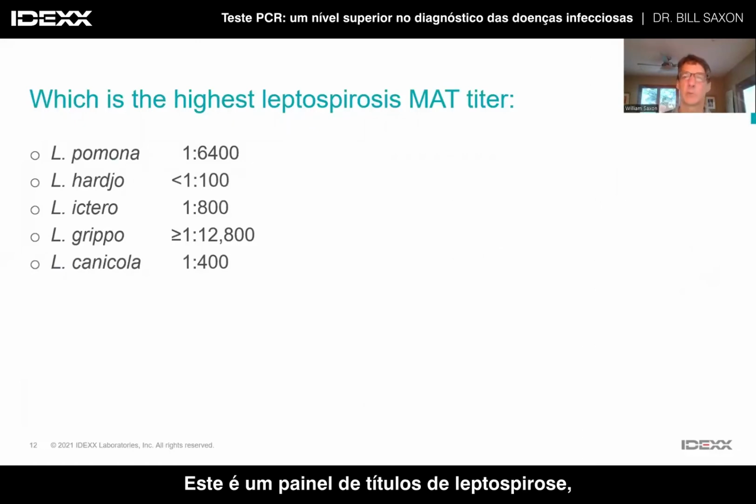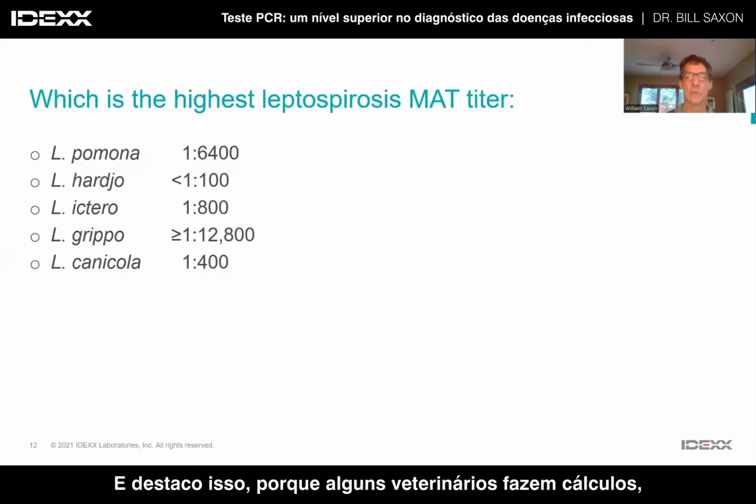So this is a leptospirosis panel of titers, microscopic agglutination titers, and you can see that there's varying numbers here. And the question is, which is the highest titer? And it's to L. grippotyphosa, greater than or equal to 1 to 12,800. Okay, so just look for the highest number after the colon.